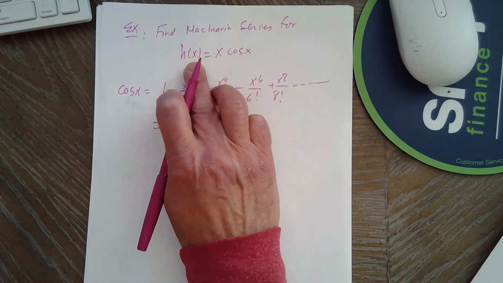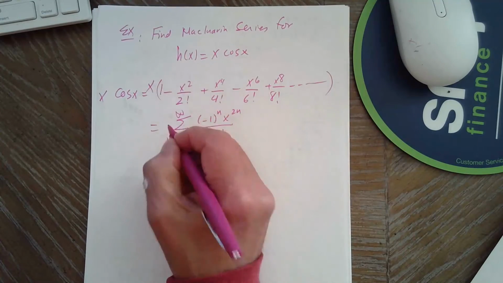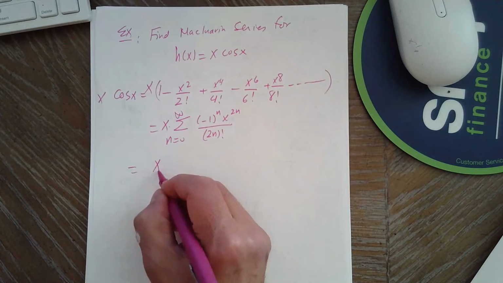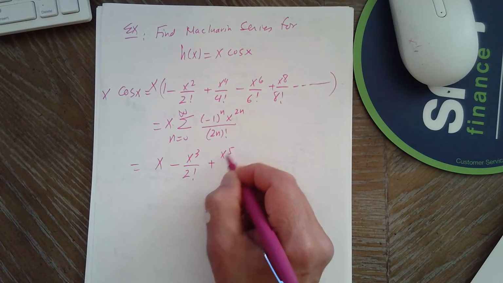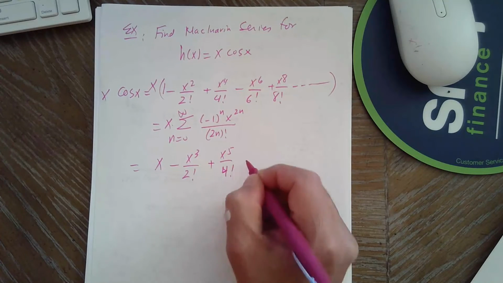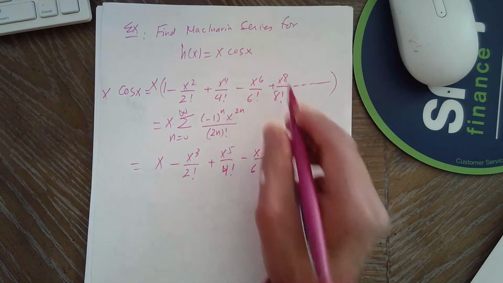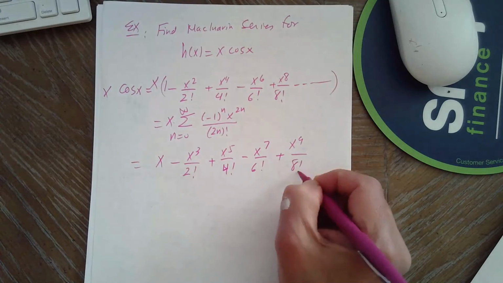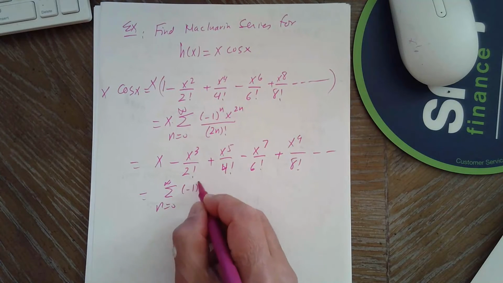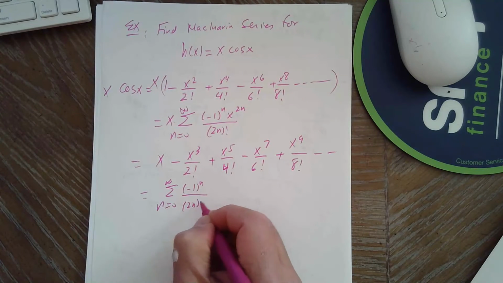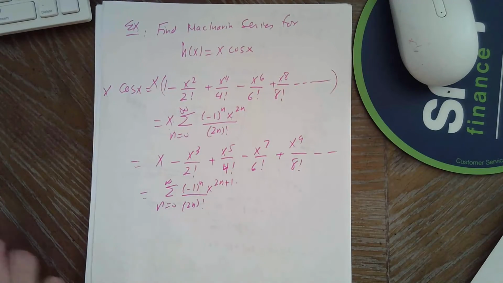All we have to do to get h of x is multiply everything by x. So we get x minus x cubed over 2 factorial plus x^5 over 4 factorial minus x^7 over 6 factorial plus x^9 over 8 factorial, which is the sum from 0 to infinity of negative 1 to the n over 2n factorial. x times x to the 2n is x to the 2n plus 1.